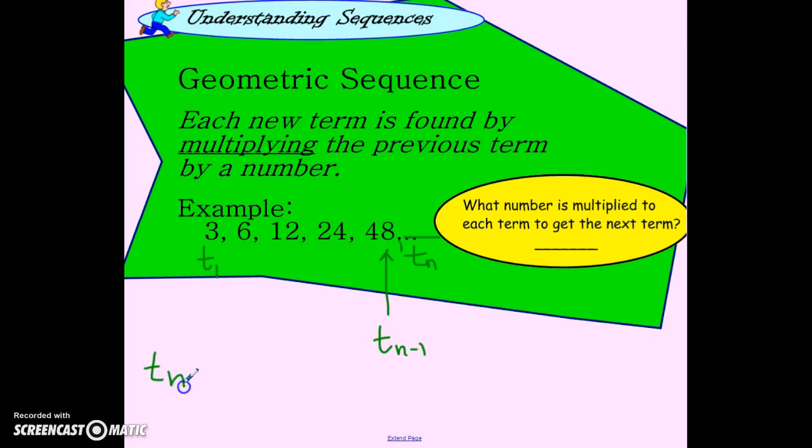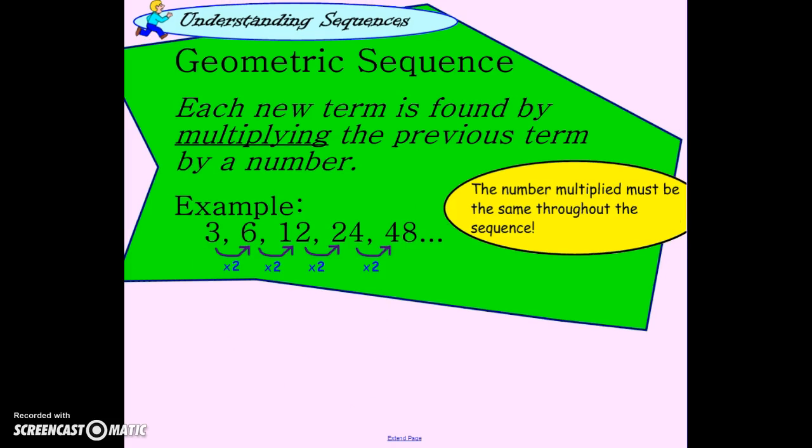So if I'm looking for a new term, I take the previous term and I multiply by the common ratio, which in this case I'm multiplying by 2. So I would replace this with my previous term, which is 48, and so my new term would be 48 times 2, or 96. And this is just showing you that you're multiplying by 2.